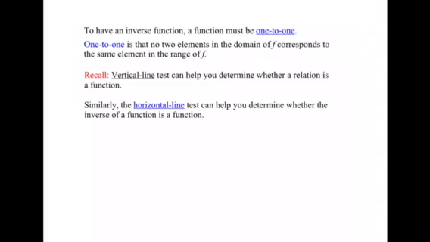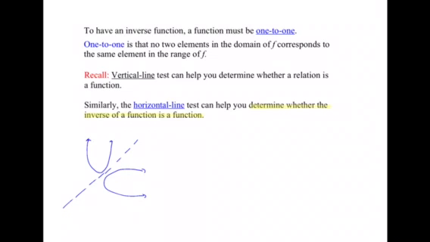If you recall, a vertical line test can help you determine whether a relation is a function. Similarly, the horizontal line test can help you determine whether the inverse of a function is a function. So for a relation to have an inverse, it needs to be one-to-one. It needs to pass the vertical line test to be a function, and then it has to pass the horizontal line test so that its inverse will also be a function.